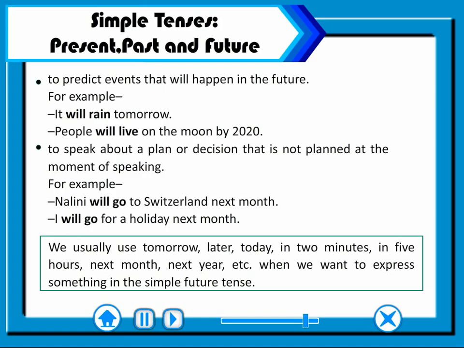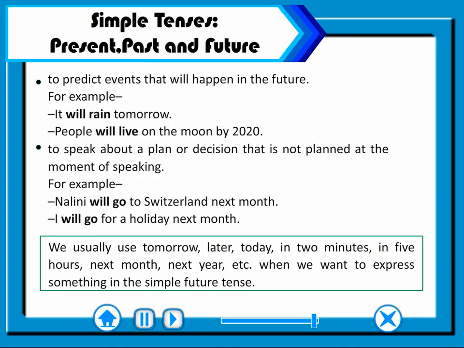We use it to predict events that will happen in the future. For example, it will rain tomorrow. People will live on the moon by 2020. To speak about a plan or decision that is not planned at the moment of speaking. For example, Nalini will go to Switzerland next month. I will go for a holiday next month.